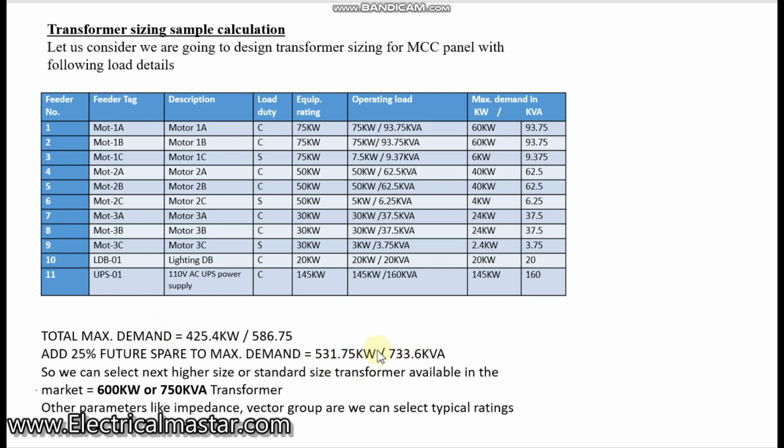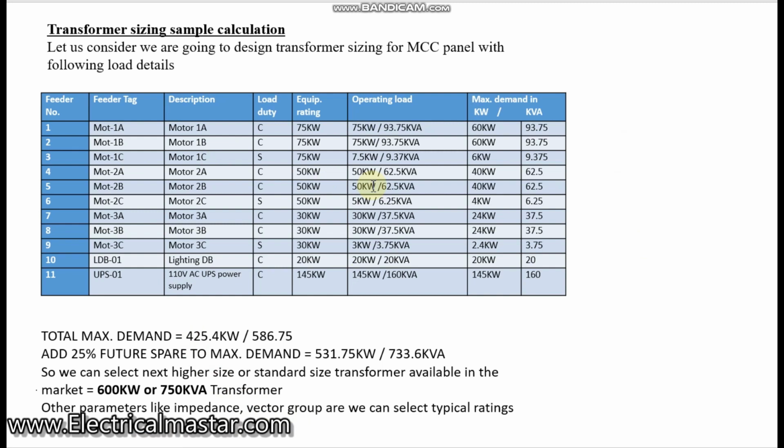So now we need to find the transformer based on this kilowatt, 531 kilowatt. You cannot get a 531 kilowatt transformer, so the next highest value will be 600 kilowatt or 750 kVA. This transformer is sufficient for this MCC panel. In this way you have to find the transformer sizing for any switchgear or MCC panel.